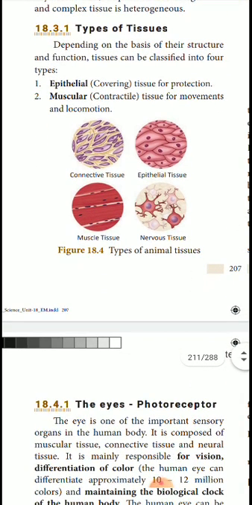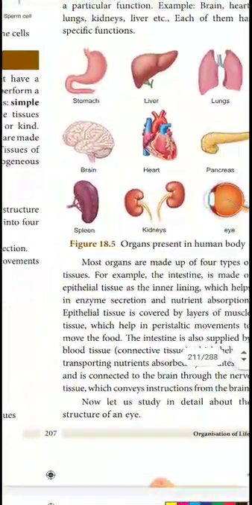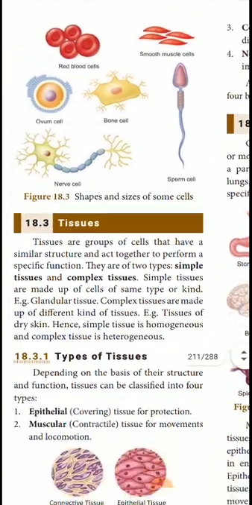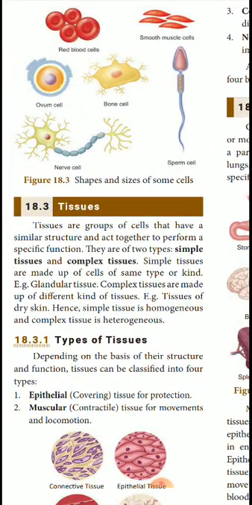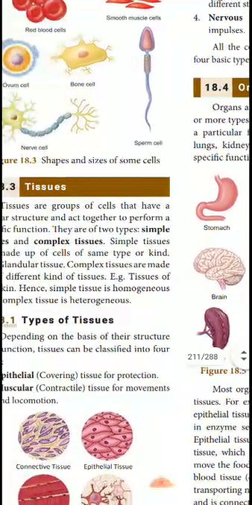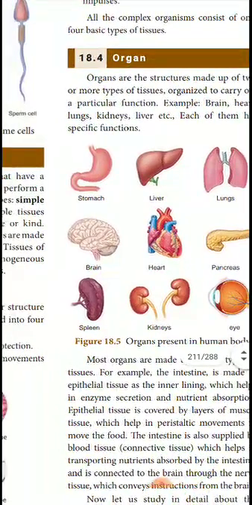Next, tissues are classified into epithelial, muscular, connective and nerve tissue: covering, contractile, supporting and conducting. Nerve tissue conducts nerve impulses. Connective means support and binding. Epithelial means a covering tissue. Muscular tissue helps in movement and locomotion. Next class we will see organs and the rest.